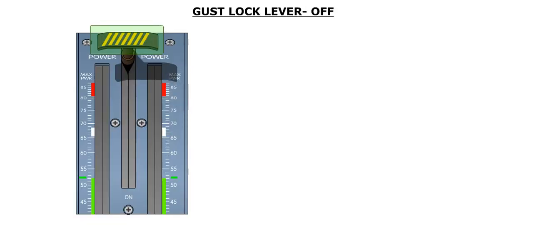The gust lock system is controlled by the striped T-shaped handle located between the power levers. The gust lock system is engaged by pulling the handle towards the aft position. The handle is locked in place by a notch. Click on the gust lock handle to continue.